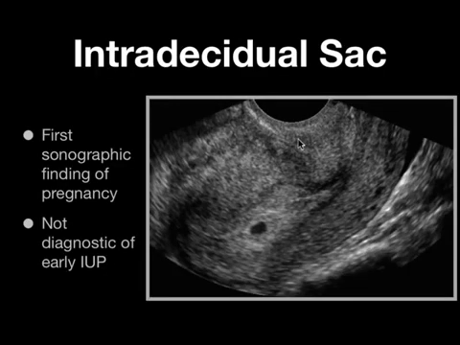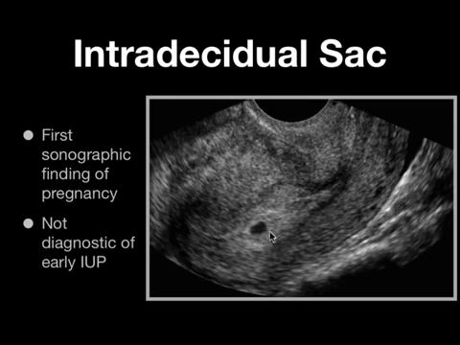Okay, so again, intradecidual sac. Here you've got this sonolucency here within the endometrium. Could it be an early IUP? Possibly. It's definitely the first sonographic finding of pregnancy, but it's not diagnostic of an early IUP. So anything before this approximate 4-week period of pregnancy, you're going to have a normal pelvic ultrasound.